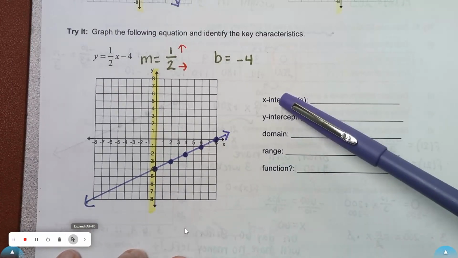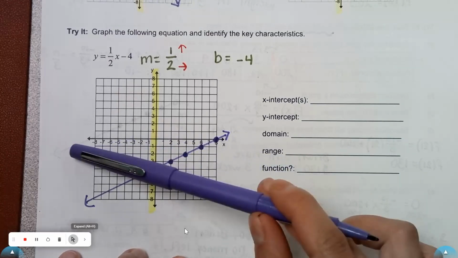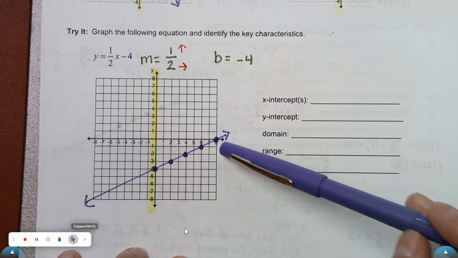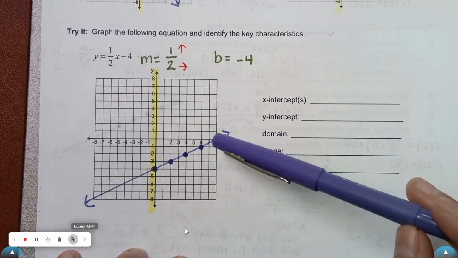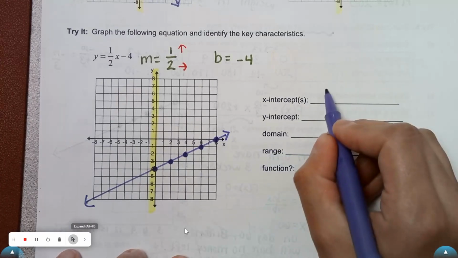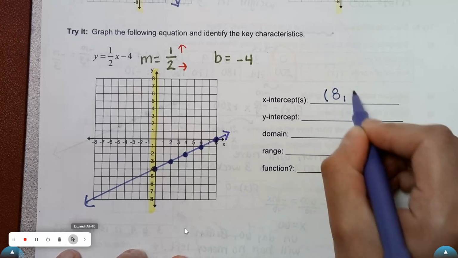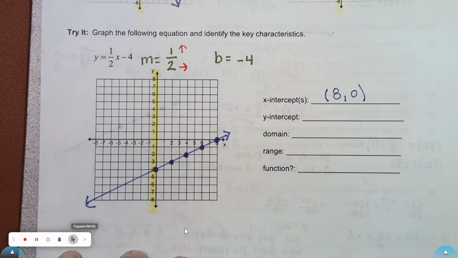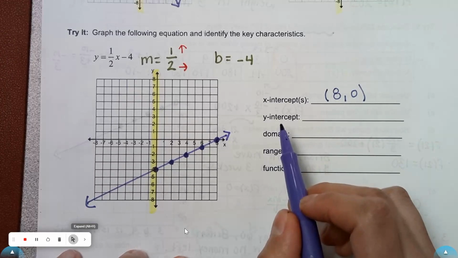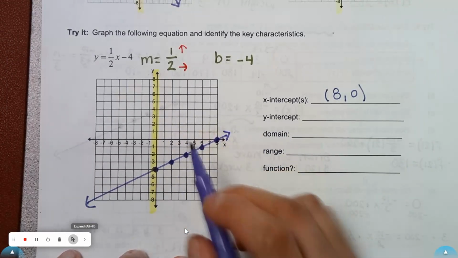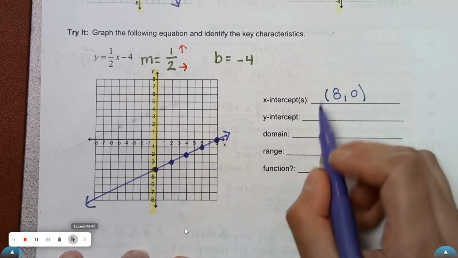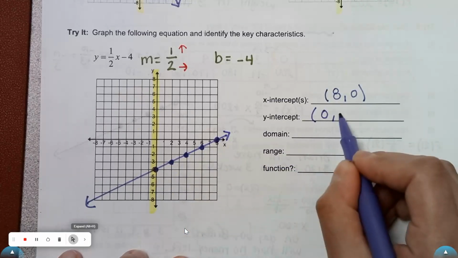Okay, so my x-intercept is where it touches on the x-axis. It touches right here at the number 8. But remember, an intercept is 2 numbers. It's a point. So my x-intercept is at (8, 0). Okay, my y-intercept is on the y-axis. It touches at negative 4, but I have to write it as a point, so (0, -4).